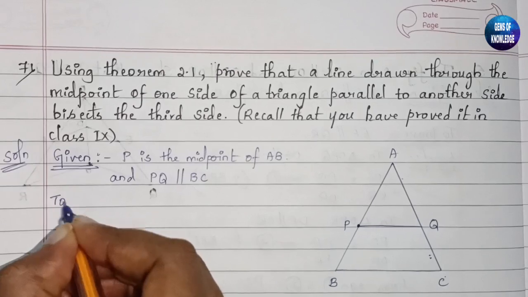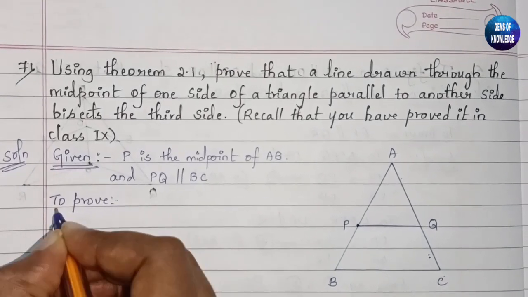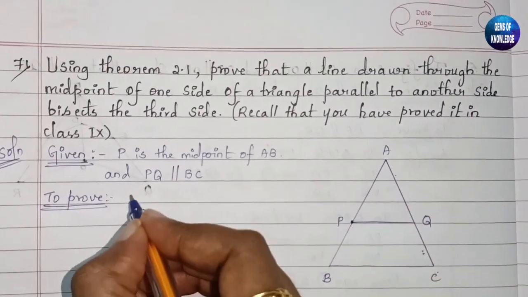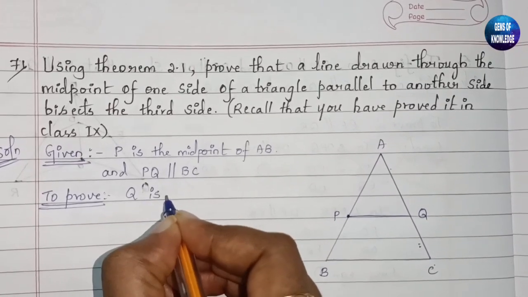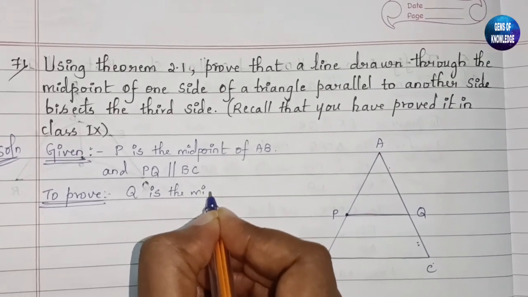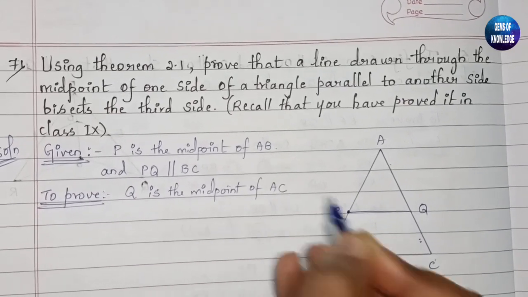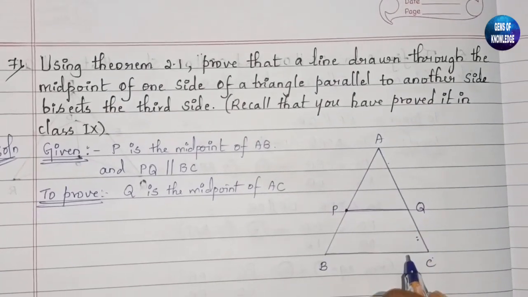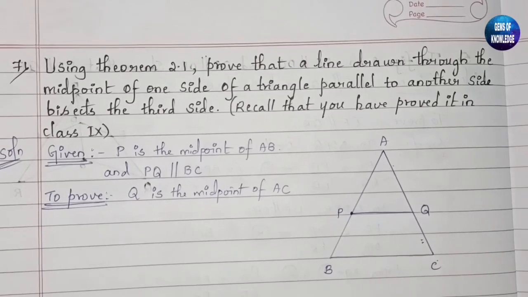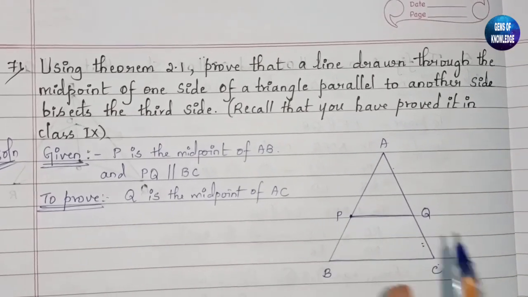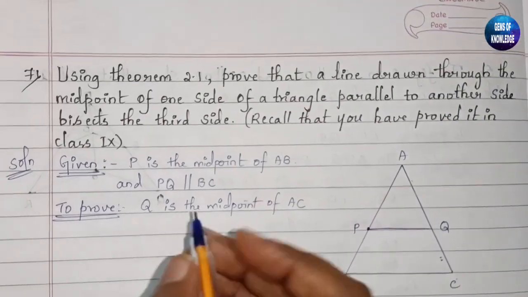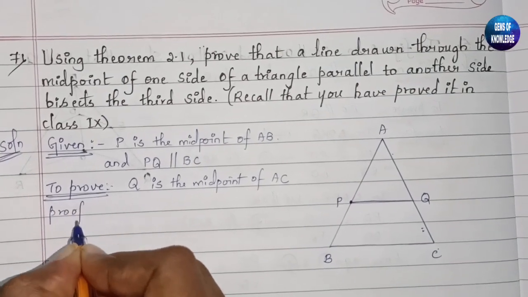What we need to prove here is that Q bisects AC, or we can say Q is the midpoint of AC, or else we can write Q is bisecting this AC into two equal parts. We need to prove this. Okay, so let us write the proof.